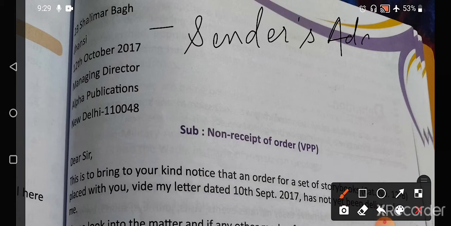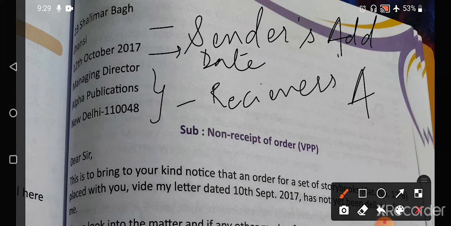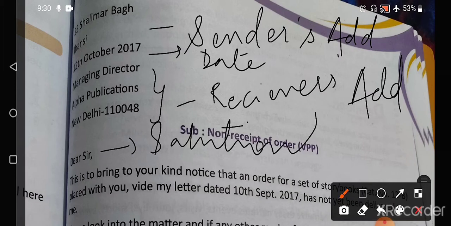Now then the date comes. Then to whom we are writing, that is the receiver's address. Then dear sir is the salutation.